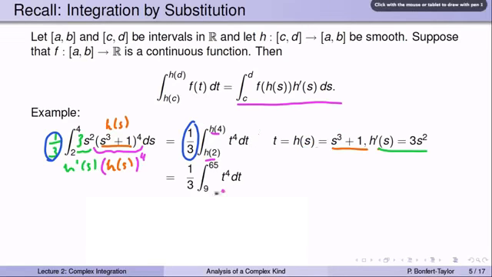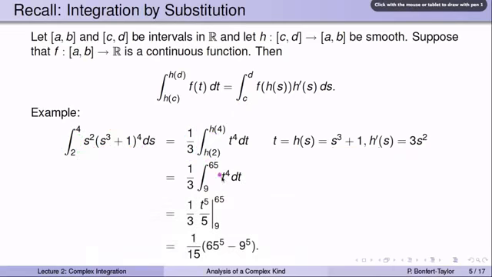That is 2 cubed plus 1, that's 9. What is h of 4? What's 4 cubed plus 1? That's 65. I need to find 1/3 times the integral from 9 to 65 of t to the 4th dt. And the antiderivative of t to the 4th is 1/5 t to the 5th, so we need to evaluate that from 9 to 65, so the result is 1/15 times 65 to the 5th minus 9 to the 5th.